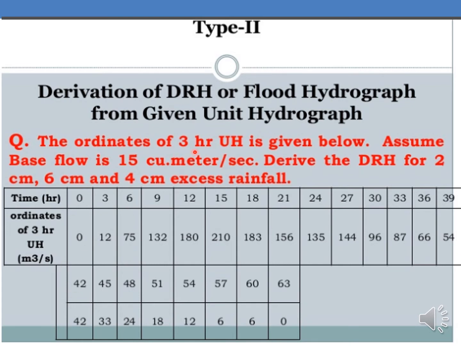The ordinate of 3-hour unit hydrograph is given. Assume a base flow is 15. Derive direct runoff hydrograph for 2 cm, 6 cm and 4 cm.